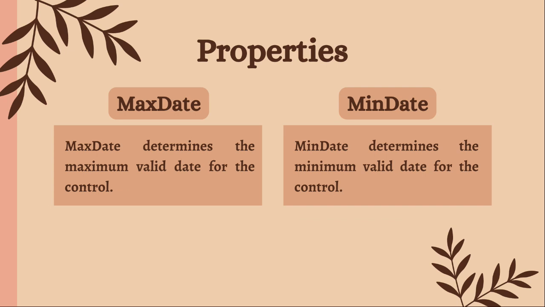Next is max date. Max date determines the maximum valid date for the control. By default, the max date is set to December 31, 1998. Next is min date. Min date determines the minimum valid date for the control. By default, the min date is set to January 1, 1753.